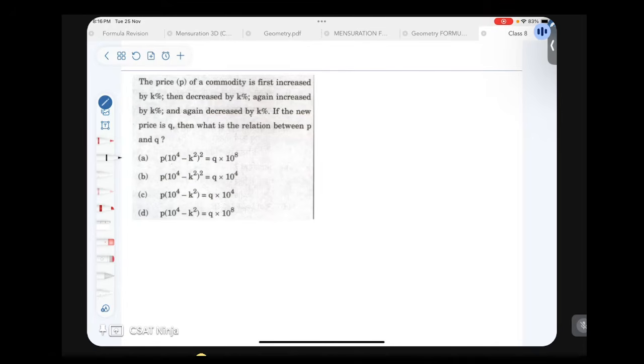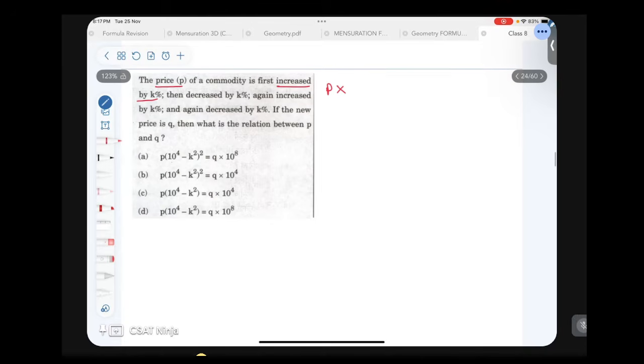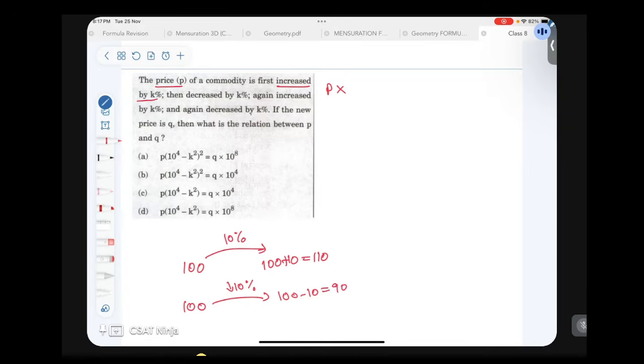Let us form an equation. Right after forming our equation, we can get our answer directly. The question says the price P of a commodity is increased by K. Let me take an example. If 100 rupees is increased by 10%, what is it? It is 100 plus 10, which will give us 110. And if 100 rupees is decreased by 10%, it will be how much? 100 minus 10, which is equal to 90.